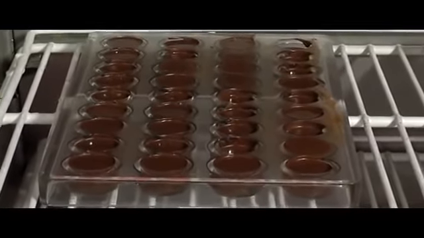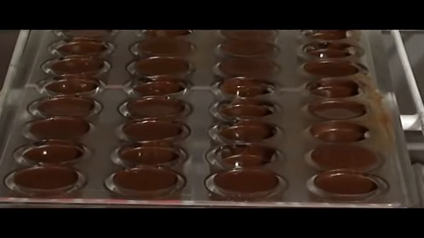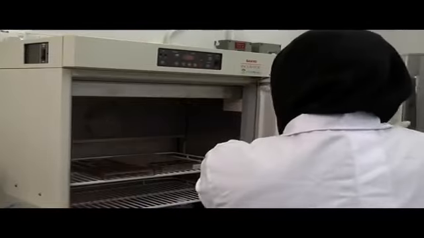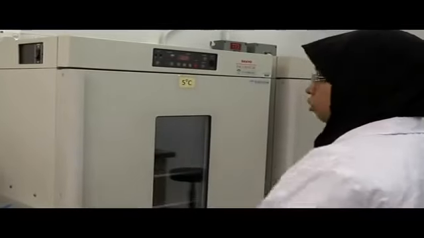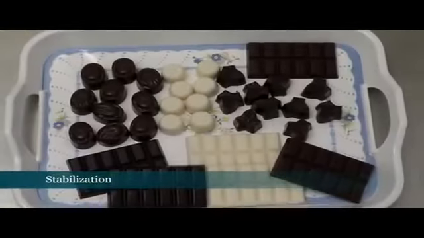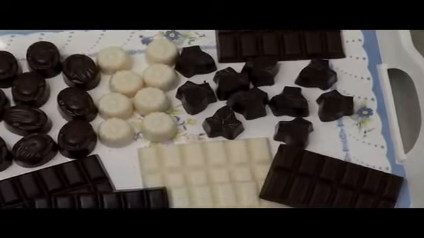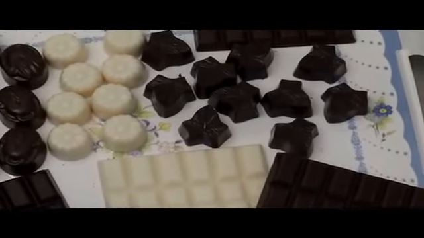45 minutes. For easy demolding, the shrinkage should be sufficient. Difficult demolding may result from insufficiently clean molds, improperly tempered chocolate, or inappropriate temperature set. The finished products are stabilized at 18 to 20 degrees Celsius for at least 24 hours to complete crystallization.